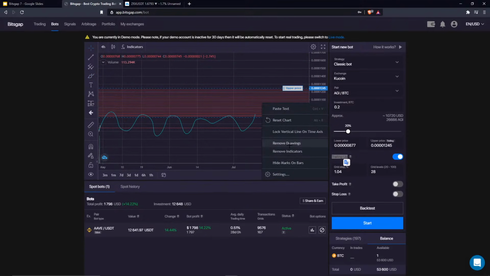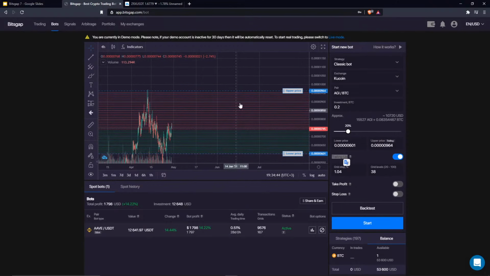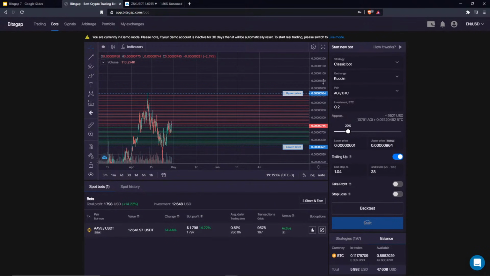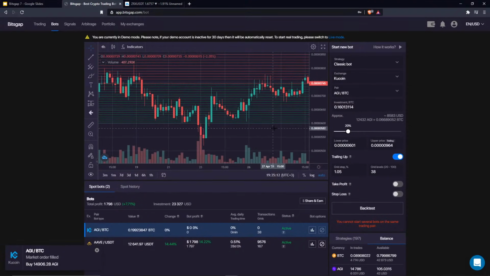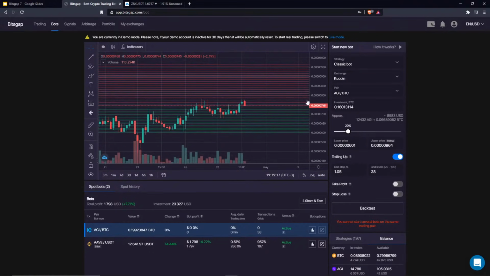Okay, so let's remove all the drawings and let me finally execute the trade. So that was the configuration: 38 grid levels, trading up, start. You see, since I don't have this amount of AGIs on my balance, I need to buy it. To make it quick, you just follow this recommendation by instantly buying with the market buy order, because let's assume I don't have time to buy this on my own. Just click yes and it will buy it for you automatically.